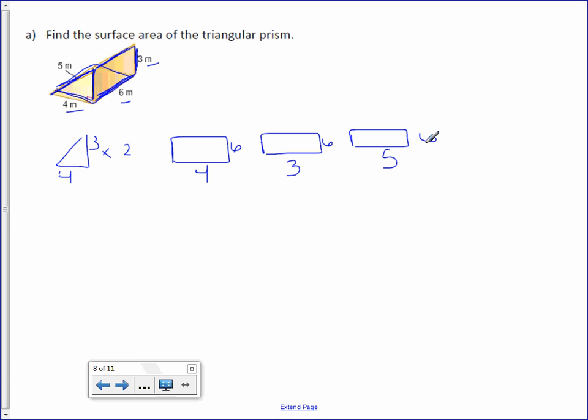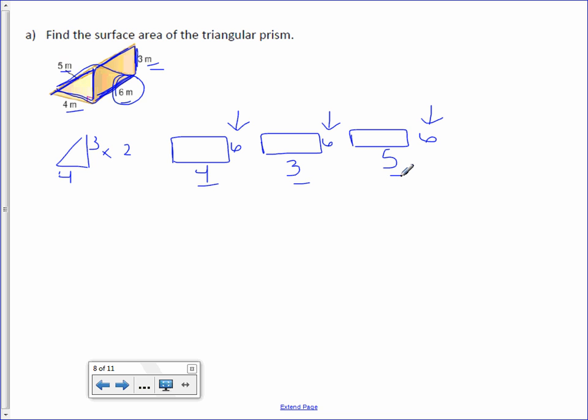So if you're looking at the prism, the height of the prism is actually 6 meters from base to base. That's how we find the height. It's 6 meters, and every single rectangle has the 6 meters. And then we would just take the other dimensions for the three rectangles.